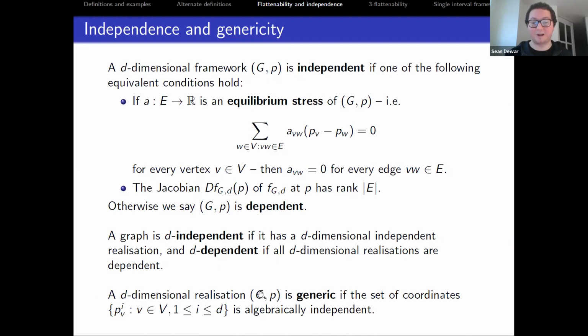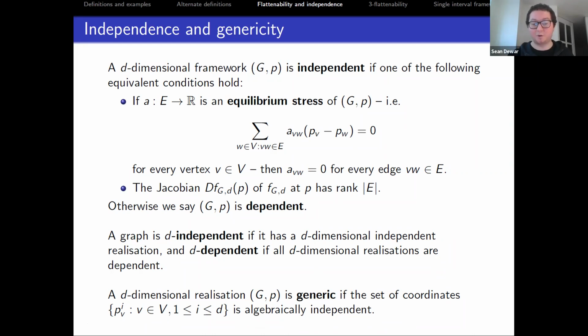A D-dimensional realization (G,p), or a D-dimensional framework, is going to be generic if the set of coordinates is algebraically independent. This is a very strong version of generic. You've probably seen quite a few, and this is the one they usually use for global rigidity. When I say algebraically independent, I mean algebraically independent over the rationals.